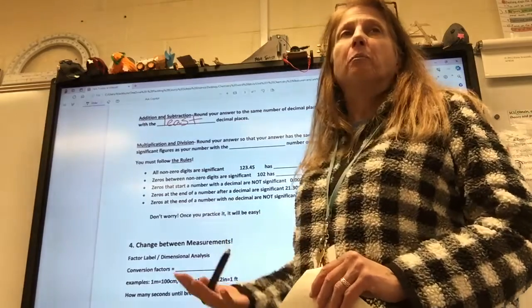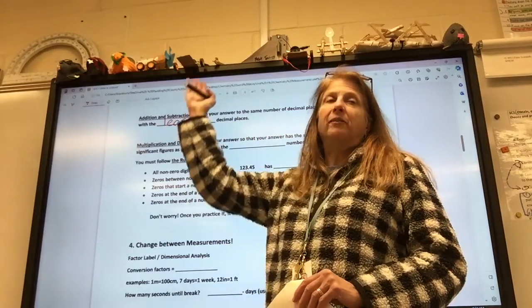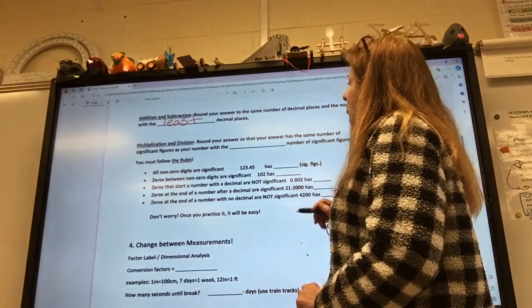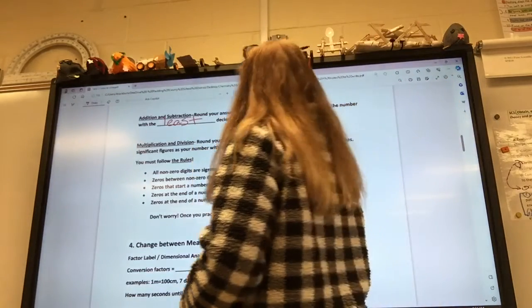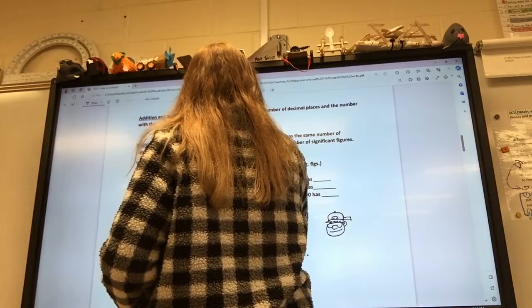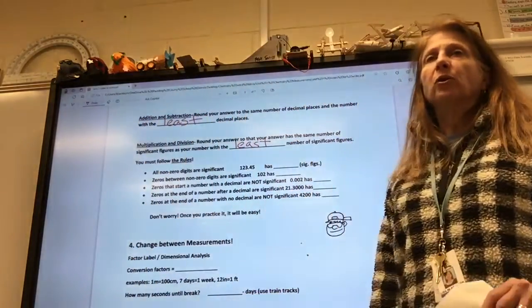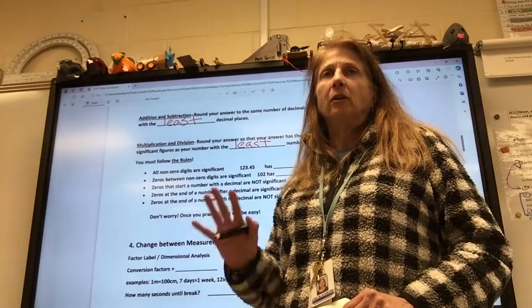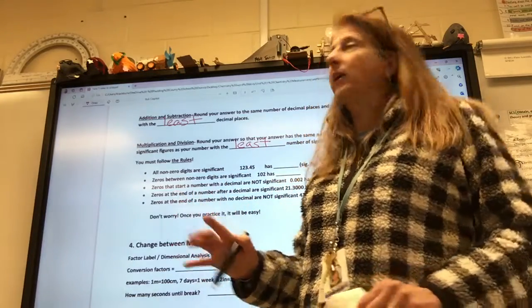Multiplication and division. This is more normal in chemistry class. We do more multiplying and dividing than we do adding and subtracting. We do a little, but more of this. Round your answer so that it has the same number of significant figures as the number with the least number of significant figures. There are rules to knowing what the significant figures are. Remember the don't panic part because I'm going fast here. We're going to be okay.